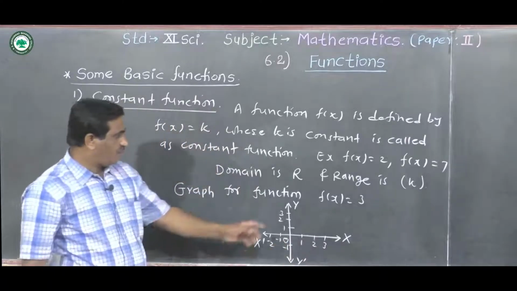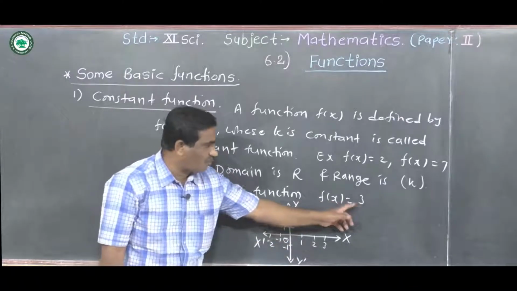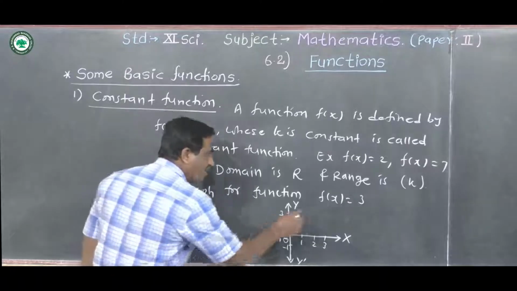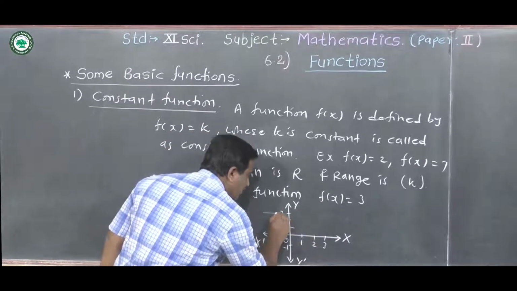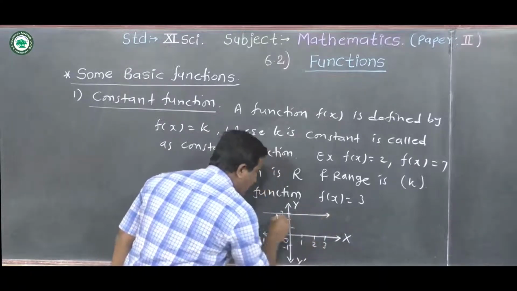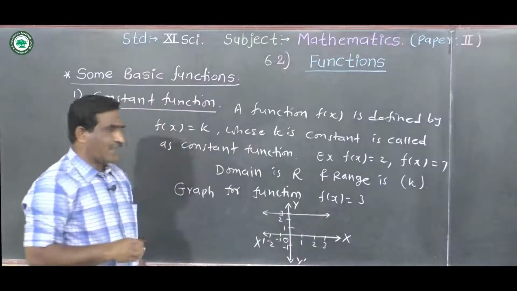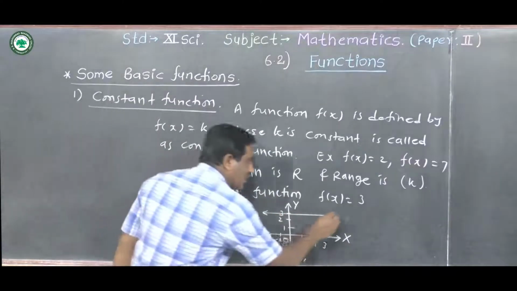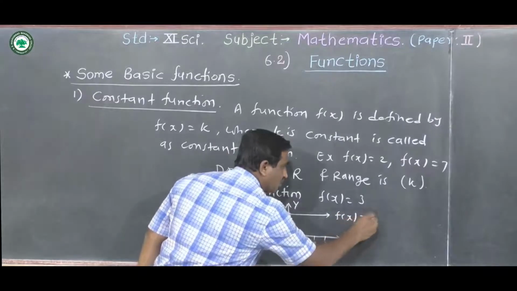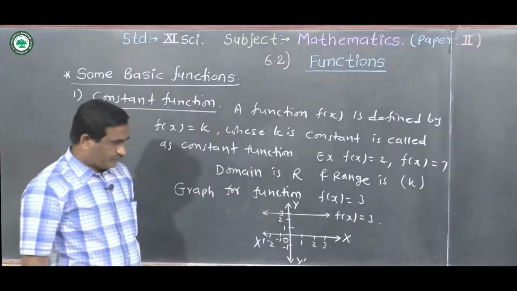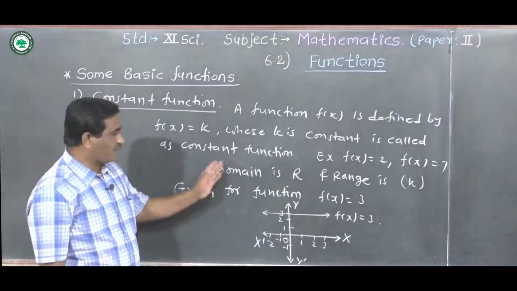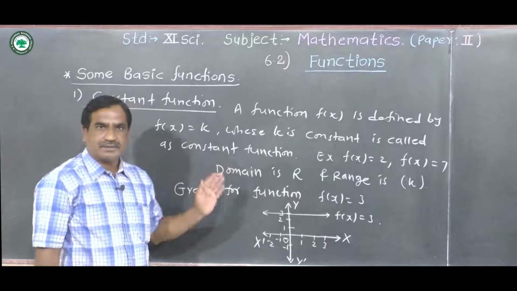Now we have to draw the graph for this function f of x is equal to 3, and graph for this function is a straight line parallel to the x-axis. Okay, f of x is equal to 3. We can draw the graph for any constant function this way.